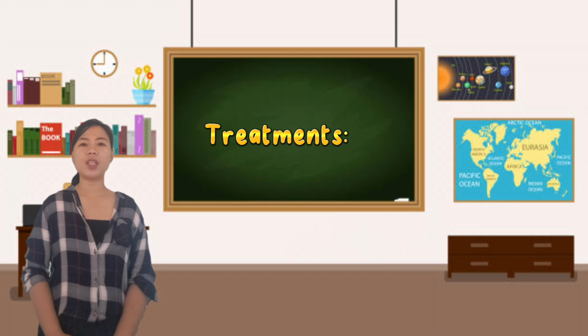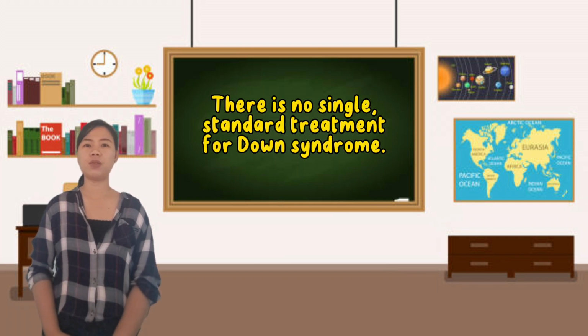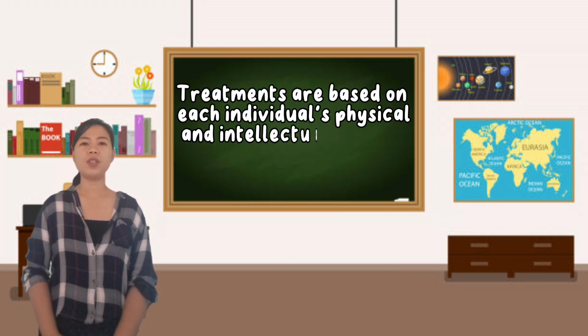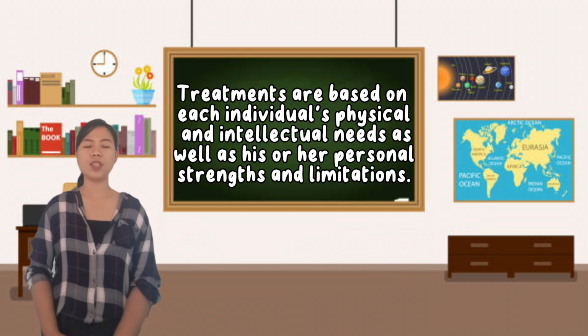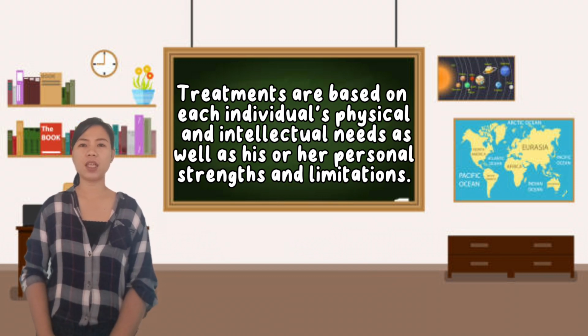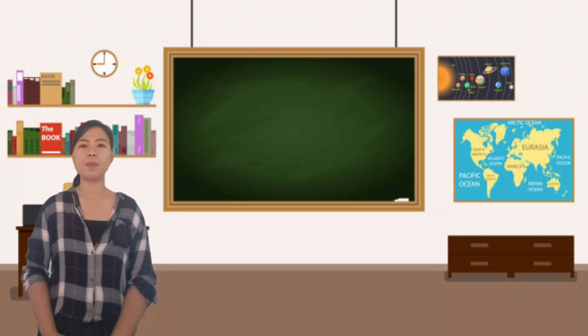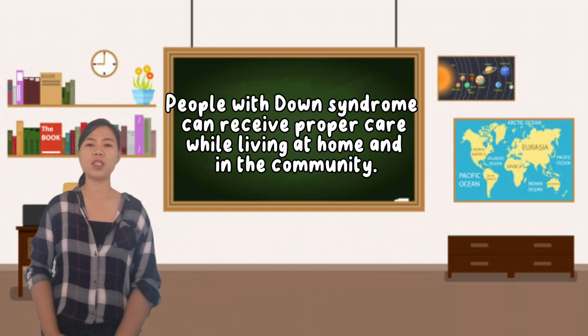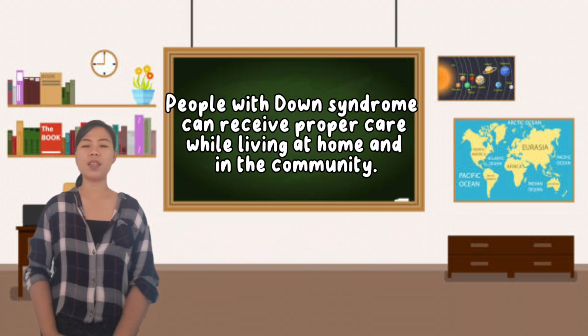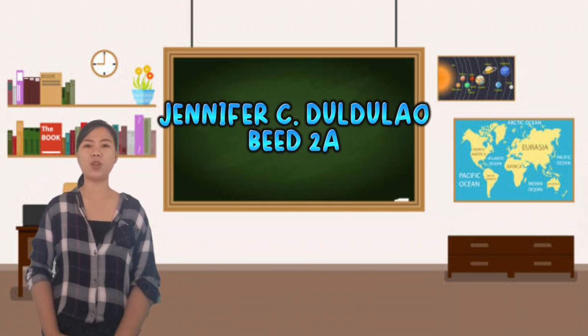So, what are the common treatments for Down syndrome? Treatments are based on each individual's physical and intellectual needs, as well as his or her personal strengths and limitations. People with Down syndrome can receive proper care while living at home and in the community.